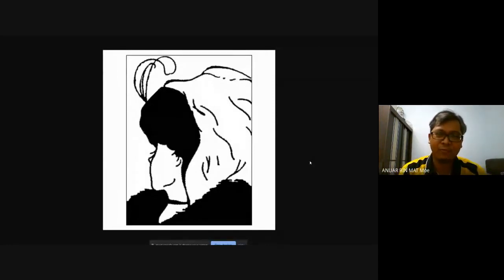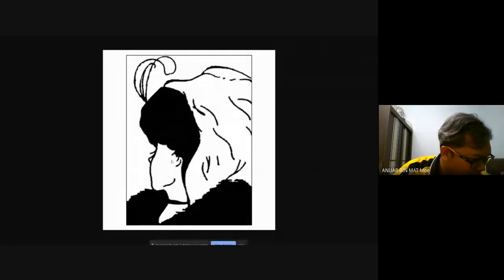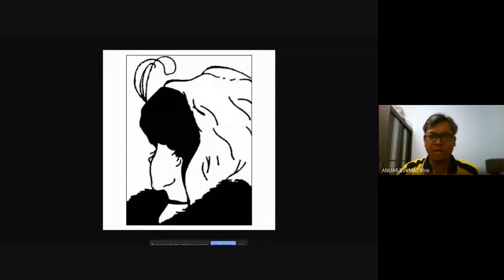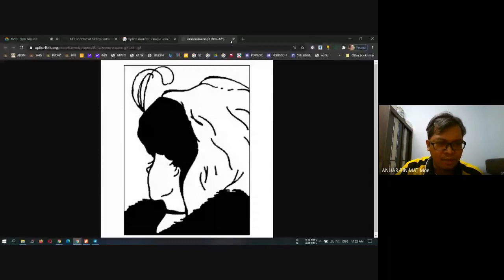Some people may see an old woman, and some people may see a young woman. So where is the old woman actually? If old woman, this is the eye over here, and then a very big nose. Can you see the cursor? And then we have the mouth here. This is the old woman. This is also an optical illusion. There are so many optical illusions you can see in here.